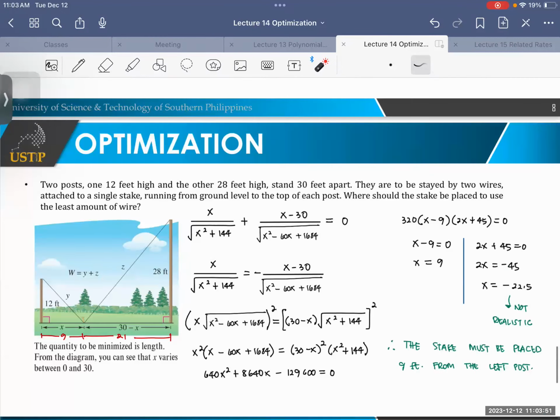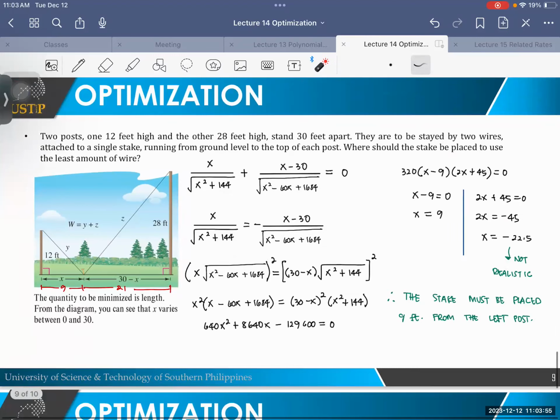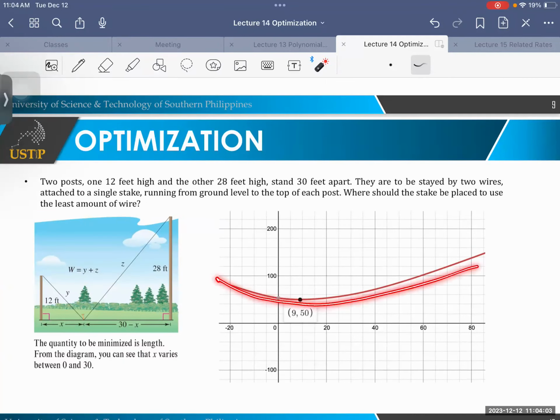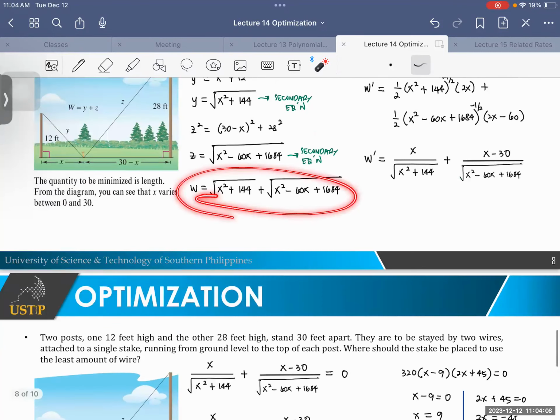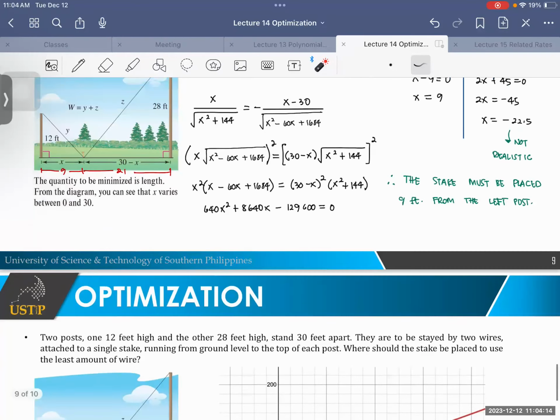Karon, unsa day ang iyahang value sa imong wire? Pila di ang length sa imong wire kung 9 kung diri na siya ibutang. Okay? Nara day siya class. Okay? So the graph of W, kung ato ning i-graph class kani mo ni siya itsura niya. Okay? So ang imo ding length class is 50.